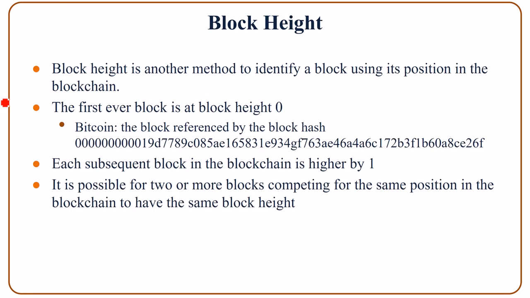In addition to block hash, block height is another method to identify a block in the blockchain using the position. The Genesis block, which is the first ever block in the blockchain, is at block height 0. And since then, each subsequent block in the blockchain is higher by 1 in height. And it is possible that 2 or more blocks compete for the same position in the blockchain to have the same block height.